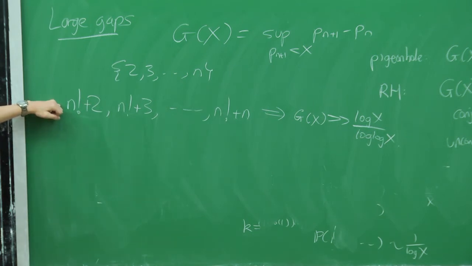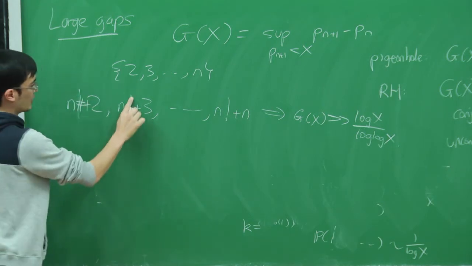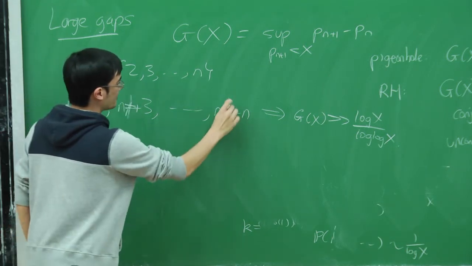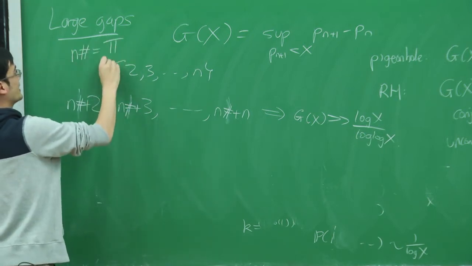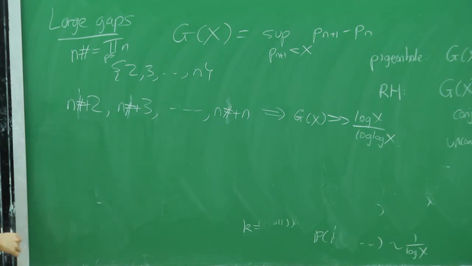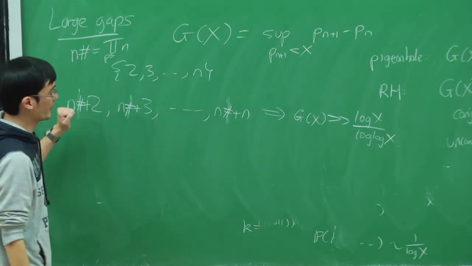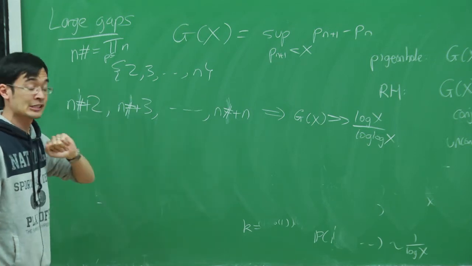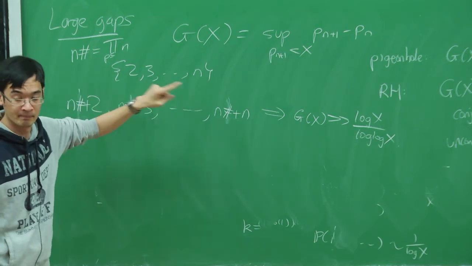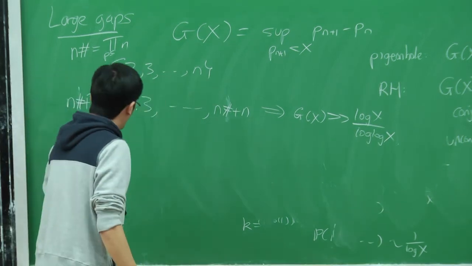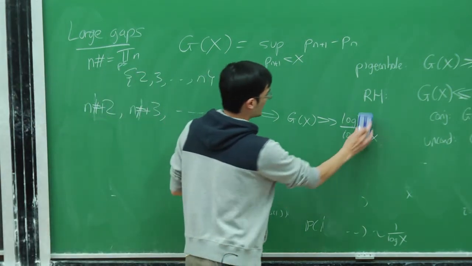You don't have to use n factorial. There's a slightly more efficient version of the factorial called the primorial. The primorial of a number is defined to be the product of all the primes less than n, not all the natural numbers less than n, just the primes less than n. And that's good enough. So you can take the primorial, which is a bit smaller than the factorial, and these numbers are still all composite because, again, every number in this interval is divisible by some prime less than p.